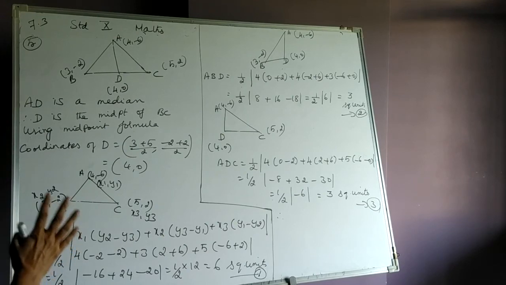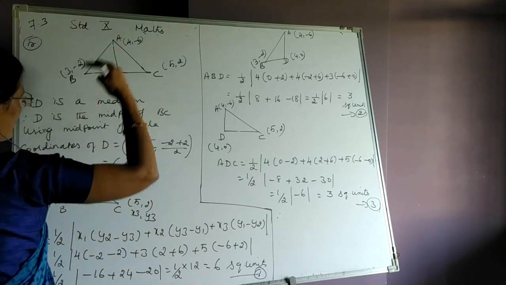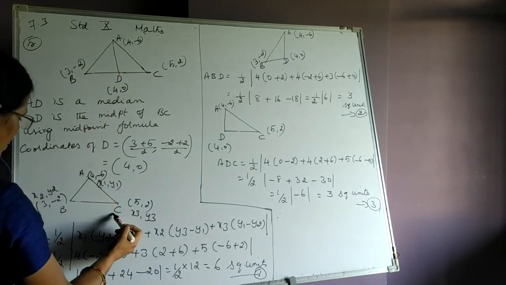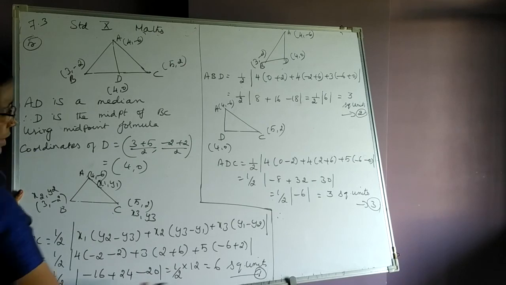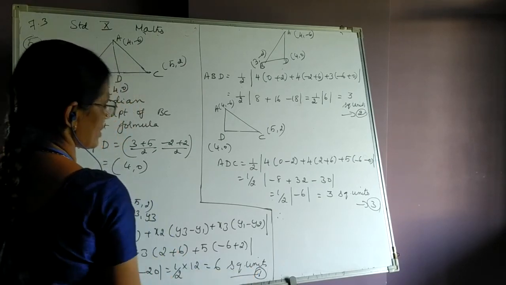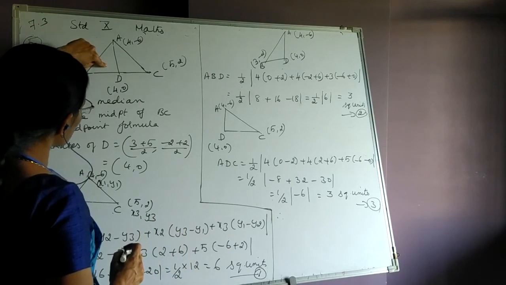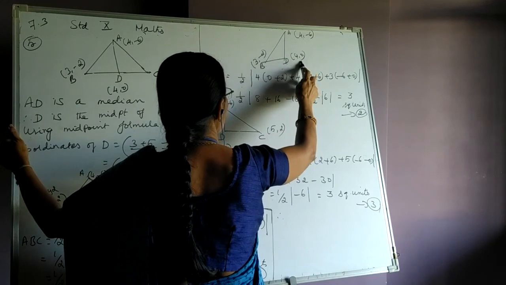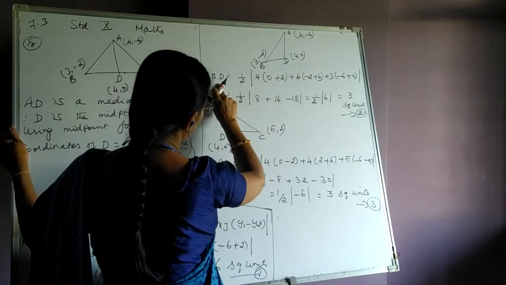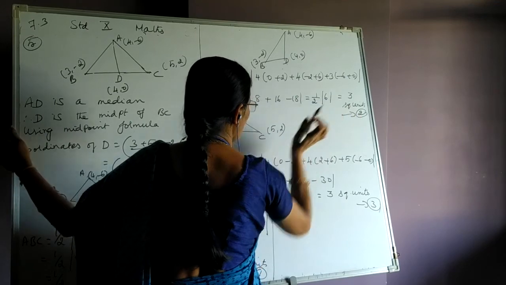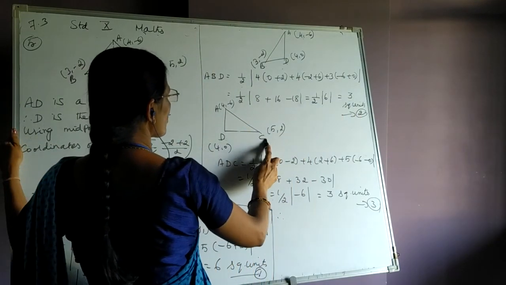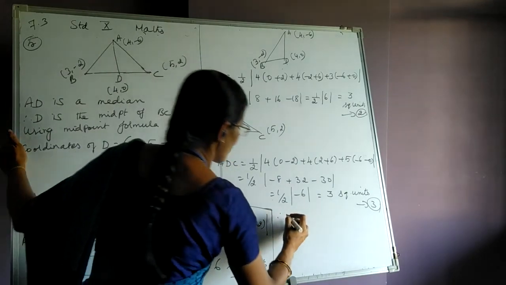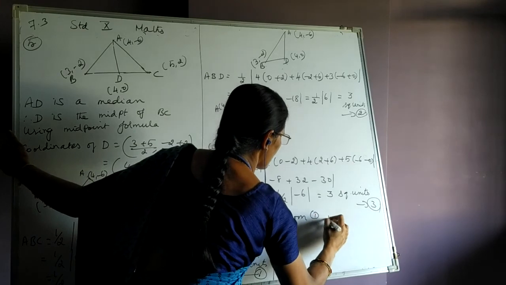So we are given vertices A, B and C. AD is a median. We know a median is a line segment which joins a vertex to the midpoint of its opposite side. So D is what? Midpoint of BC. Therefore, using the midpoint formula, we have calculated the coordinates of D. How is D calculated? It is the sum of the x coordinates, 3 plus 5 divided by 2, and the sum of the y coordinates, minus 2 plus 2 divided by 2. D is the midpoint of BC. So using these two coordinates and the midpoint formula, we got the coordinates of D, which is 4, 0.